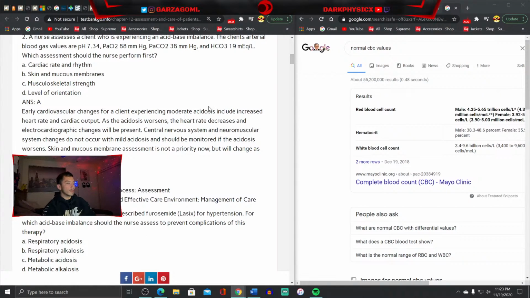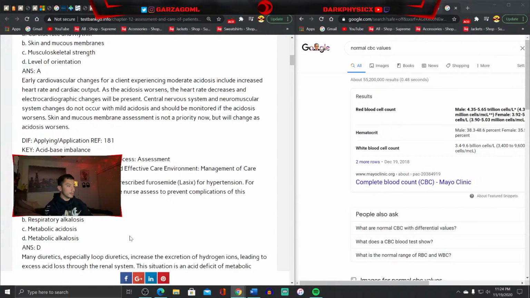Let's go. Okay. A nurse is assessing a client who is prescribed furosemide, Lasix, for hypertension. For which acid-base imbalance should the nurse assess to prevent complications of this therapy? Now, furosemide is a loop diuretic, so you're going to be peeing a lot, right? The more you pee, the more you excrete hydrogen ions. So this is going to be metabolic alkalosis.